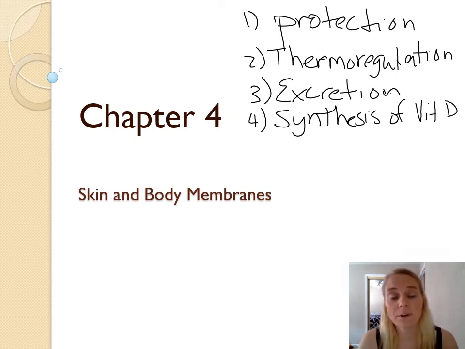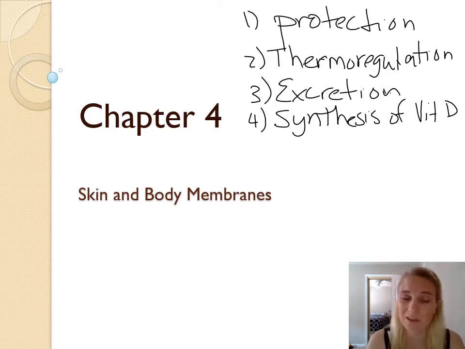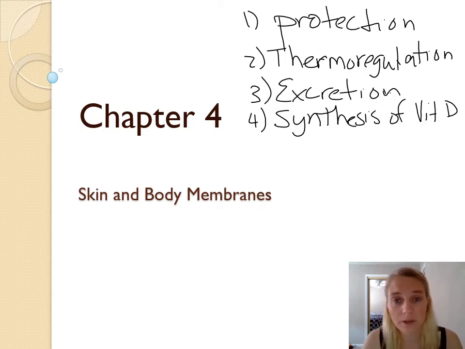So vitamin D is a very important substance that our skin actually makes in the presence of ultraviolet light. So we don't want to have too much light because we don't want to get a sunburn, which could increase our cancer risk. But we don't want to have no light at all because then our bones could get weak, because vitamin D, along with calcium, helps to support strong bones. So we'll talk more about that in the skeletal system. So for functions of your integumentary system, we have protection, thermoregulation, excretion, and synthesis of vitamin D.